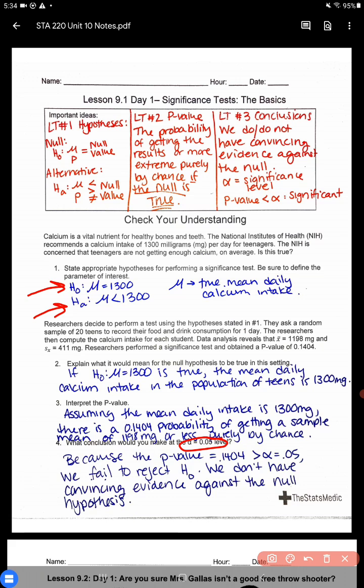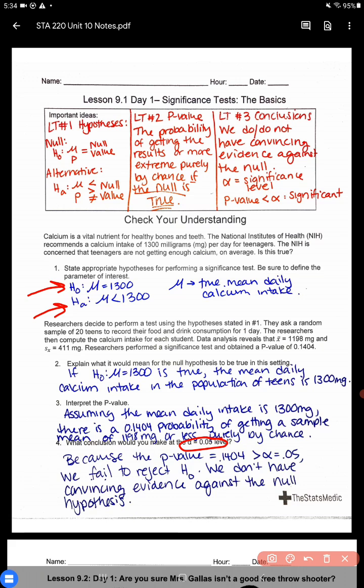Okay? Because of that, we fail to reject the null hypothesis. So notice here, I didn't say that the null hypothesis is true. There's no way from one sample of 20 people for me to guarantee that the population of teenagers at large is getting enough calcium, right? But I'm saying based on the sample that I have, I can't reject the null hypothesis, right? We don't have convincing evidence that teenagers are not getting enough calcium.